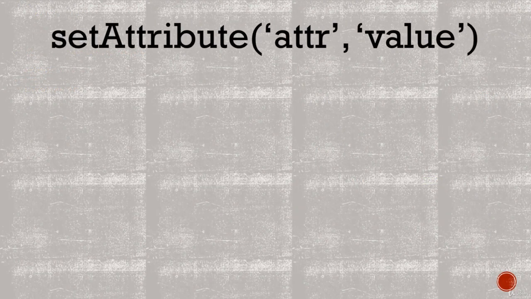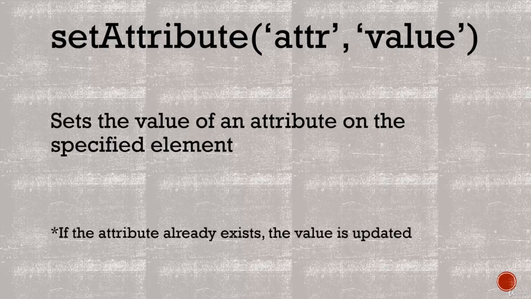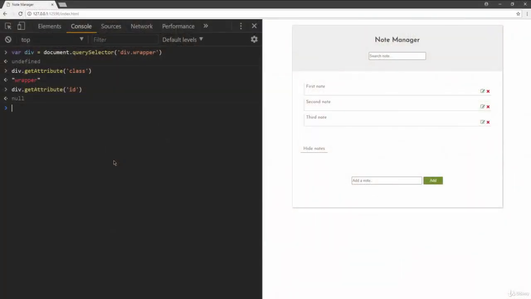Alright. The second method which is used in order to manipulate elements attributes is setAttribute method, which sets the value of an attribute on the specified element. If the attribute already exists, the value is updated. Otherwise, a new attribute is added with the specified name and value. SetAttribute method uses two parameters. First one is an attribute name, and the second one is attribute value. You need to pass both of them as string values.